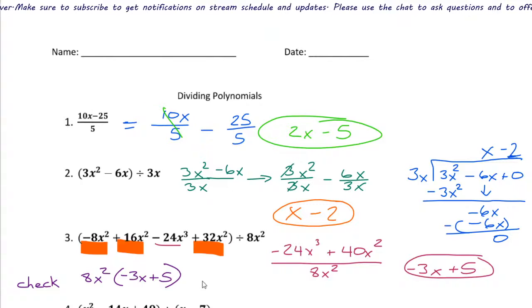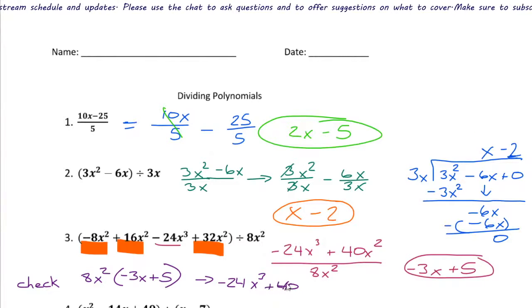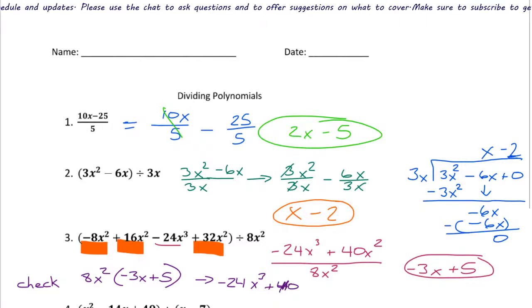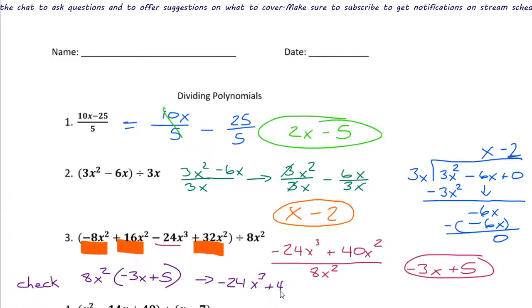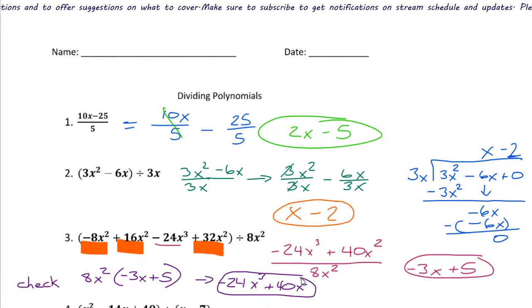8 times negative 3 is going to be negative 24. X squared times x is going to be x cubed. And then 8x squared times 5 is going to be positive 40x squared. And our answer matches up to what we originally started with, so we're good to go. Alright, so I'm gonna scroll down.